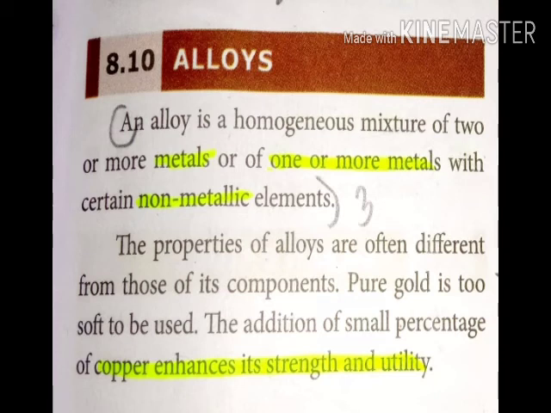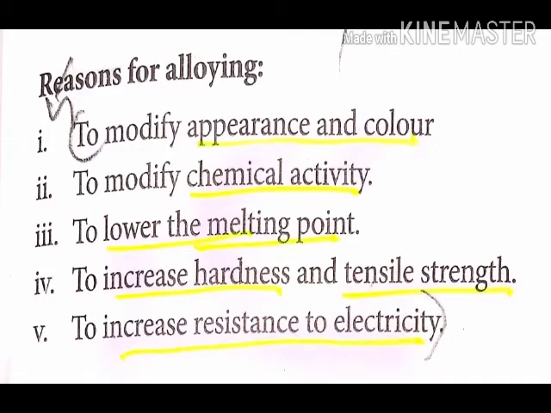If two metals, or a metal and a non-metal, are mixed together, the result is known as an alloy. If mercury is mixed with a metal, it is known as an amalgam. So what is the reason for making alloys? To modify the appearance and color of the metal, to modify the chemical activity, to lower the melting point, to increase the hardness and tensile strength, and to increase the resistance to electricity.